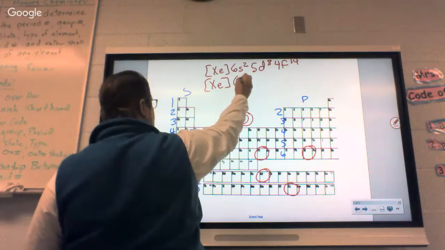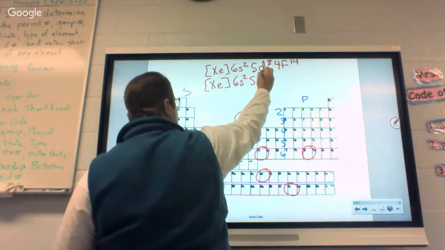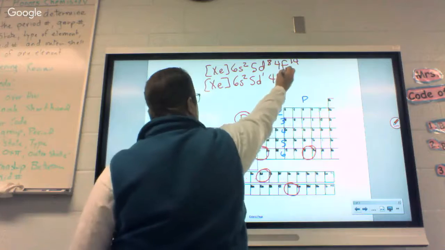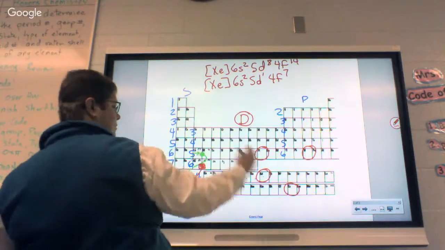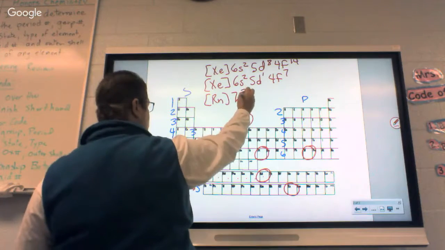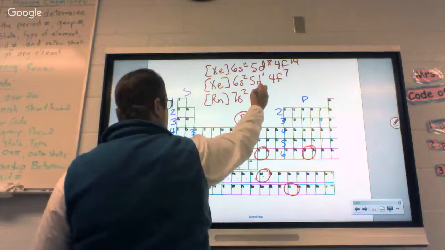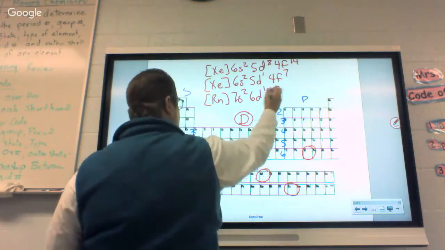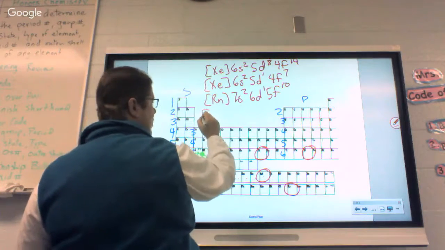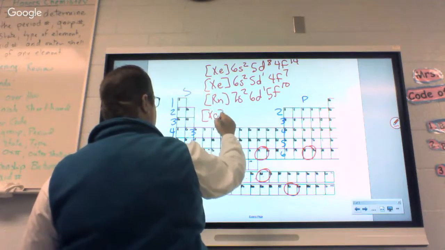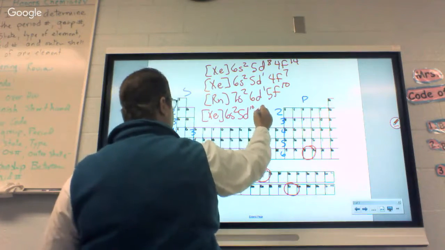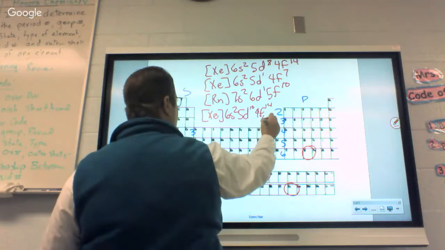Gadolinium would have been 6S2, 5D1, 4F7. Okay? EF would have been RN, 7S2, 6D1, 5F, how many? And then the last one, VI, would be XE, 6S2, 5D10, 4F14, and 6P3.